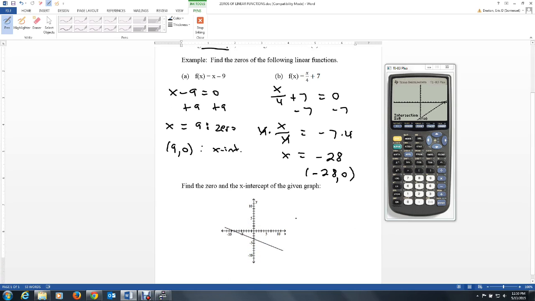So here's an example where we're already given the graph. We're going to find the zero and the x-intercept. First thing we may want to do is go ahead and find the x-intercept. So we're going to count where it's crossing the x-axis. Did you get it? x-intercept, x-axis. 1, 2, 3, 4, 5, 6, 7, 8. So it looks like it's crossing at (negative 8, 0). That's the x-intercept.